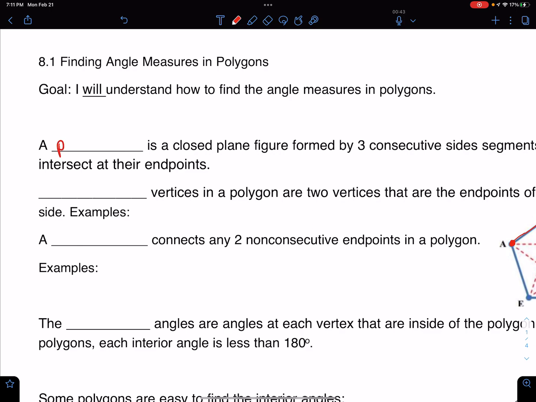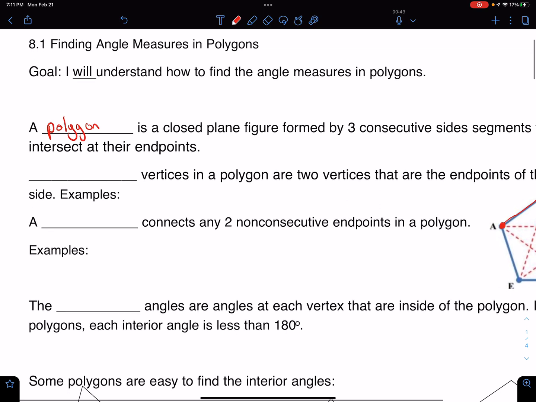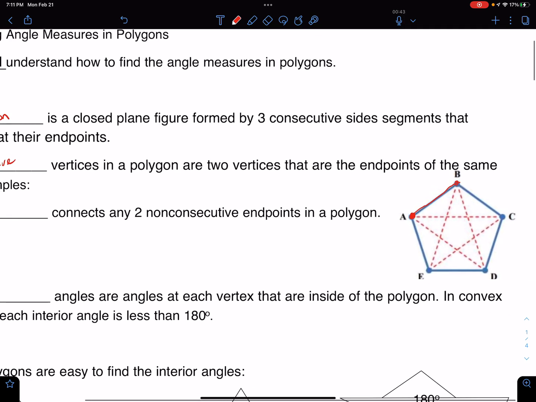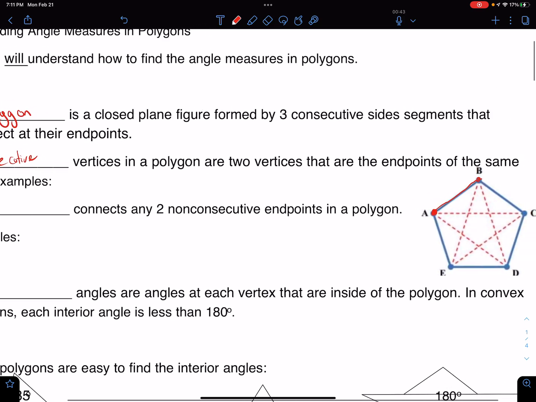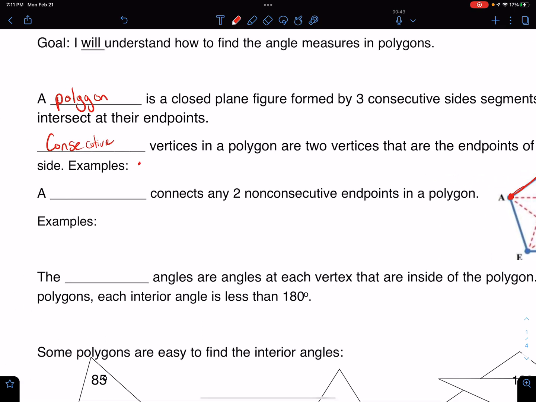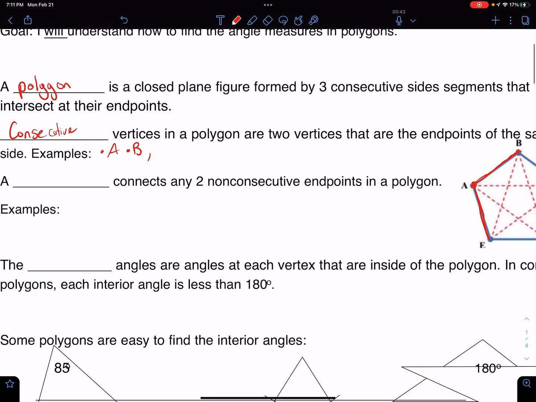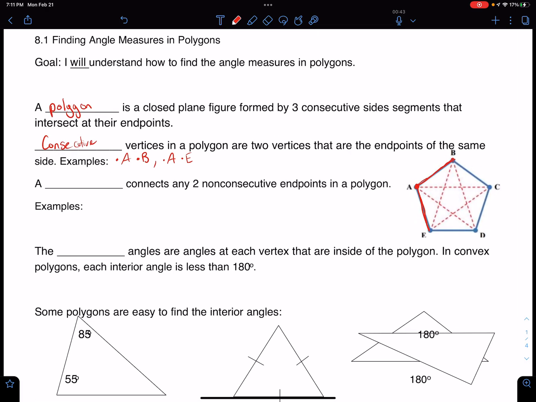So a polygon is a closed plane figure formed by three or more consecutive side segments that intersect at their endpoints. Consecutive vertices in a polygon are two vertices that are at the endpoints of the same side. So here's an example. This side here, AB, my endpoints are A and B. On this line here, my endpoints are A and E. So just two consecutive vertices in the same side.